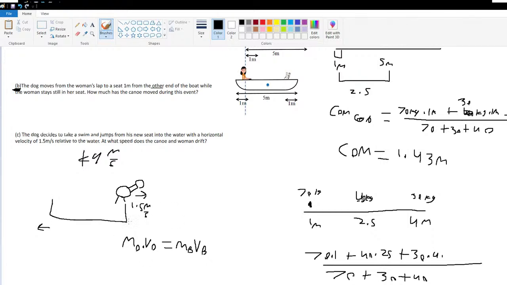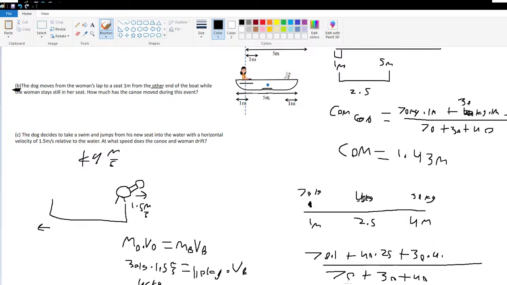And three of these are known values. We know the mass of the dog is 30 kilograms, and he's jumping off at a speed of 1.5 meters per second. That momentum is transferred into the boat as well, so it's equal to the mass of the boat, which is now the woman and the boat, 70 plus 40, so 110 kilograms, times the velocity of the boat. The momentum of the dog is 30 times 1.5, and that's 45 kilograms times meters per second.